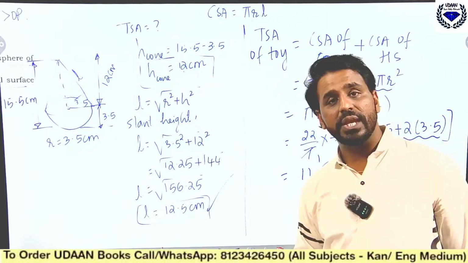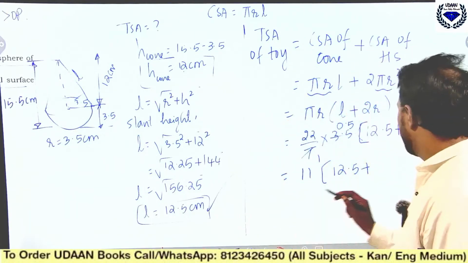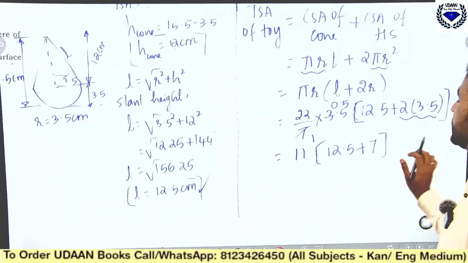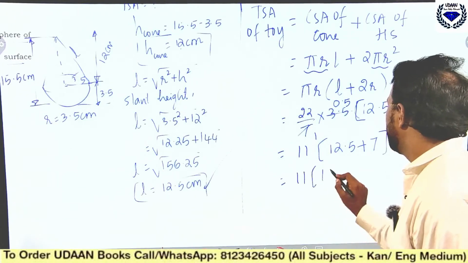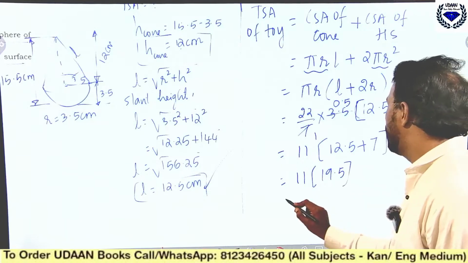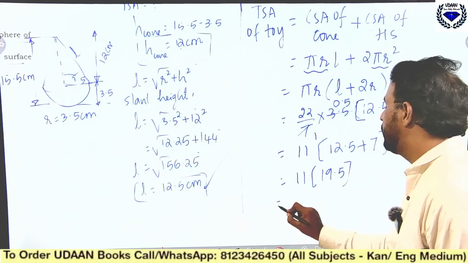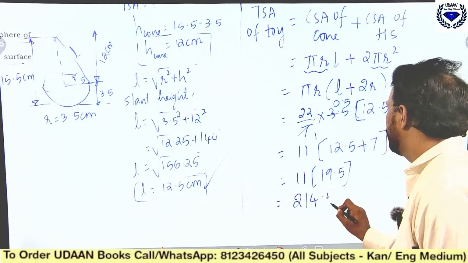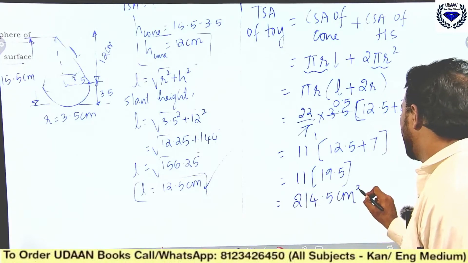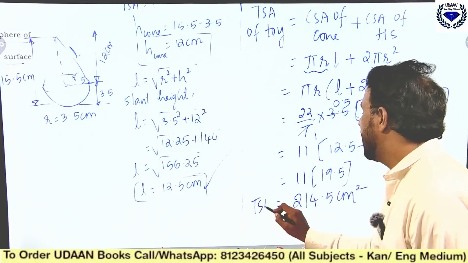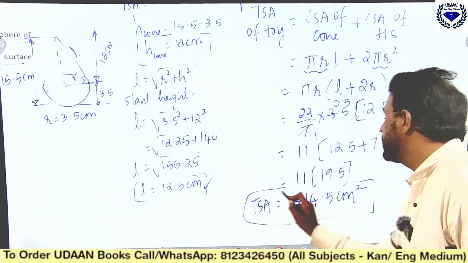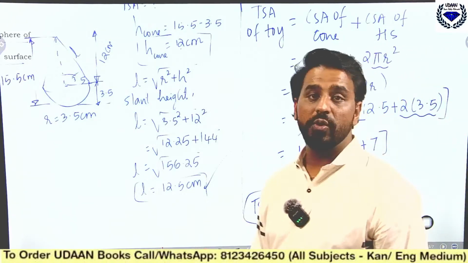So what is double of 3.5? It is 7. So you will get 7 here. So it is 11 into 19.5. So how much will you get? 11 into 19.5 is 214.5 centimeter square, because it is area. So you should get unit as what? It is square. I hope you got this answer.